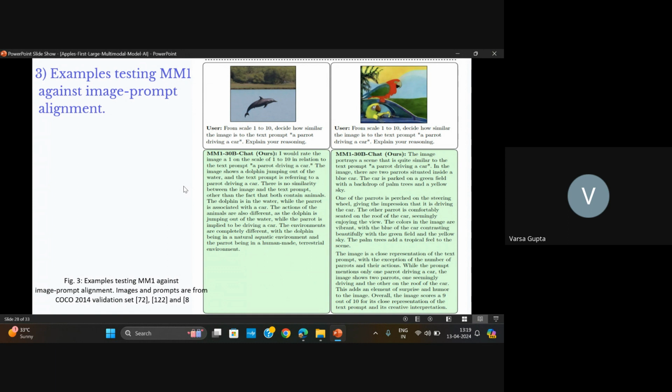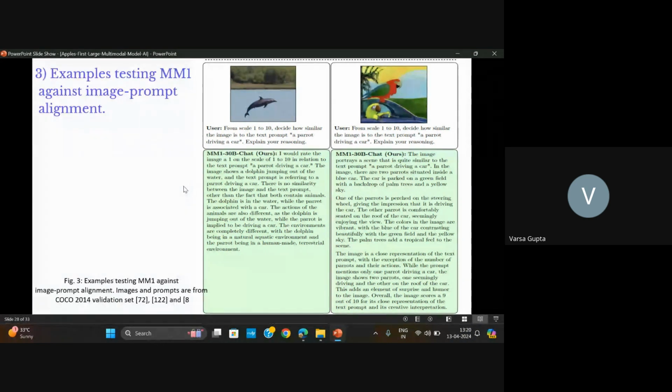against image prompt alignment. If we pass an image, and we give a prompt that is not relevant to the image, the model can perfectly segregate the differences. Like in the first image, there is a dolphin which is swimming, and then the user gives a different prompt which is not relevant to that, and asks the model to rate it on a score of 1 to 10. So the model rates it 1, which is a very bad score. It's saying that the prompt provided and the image description are not similar.